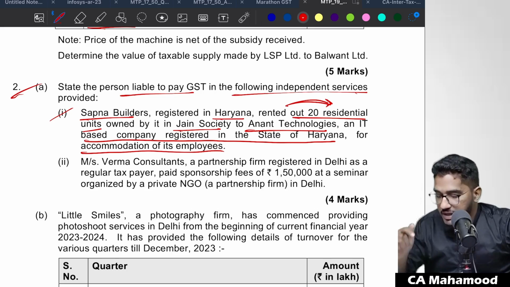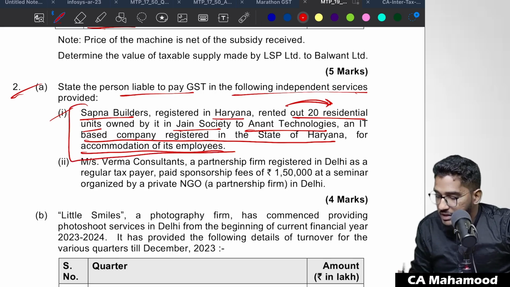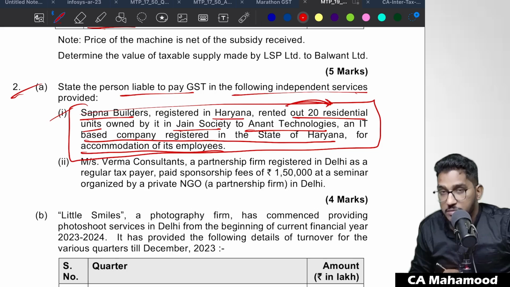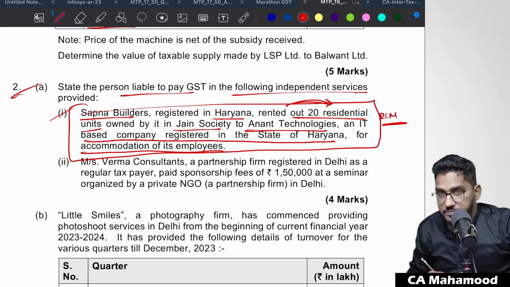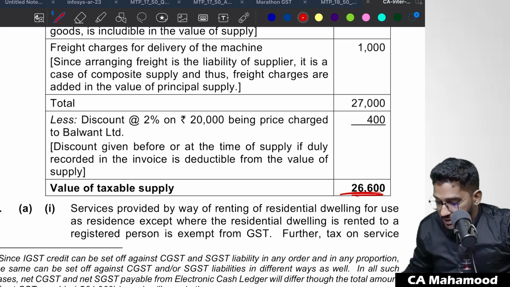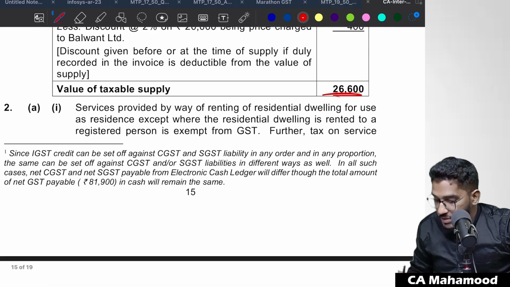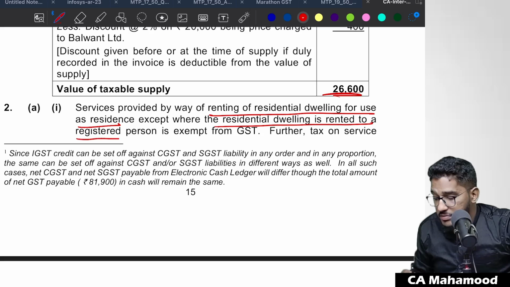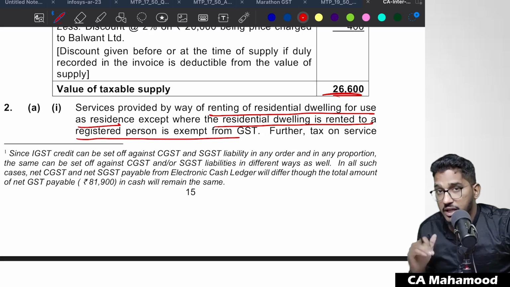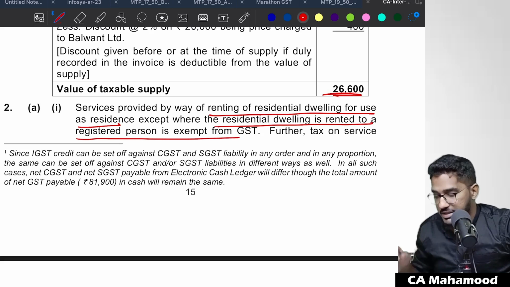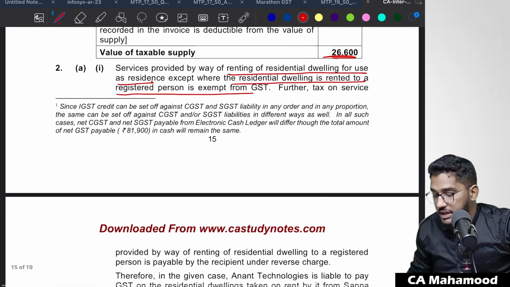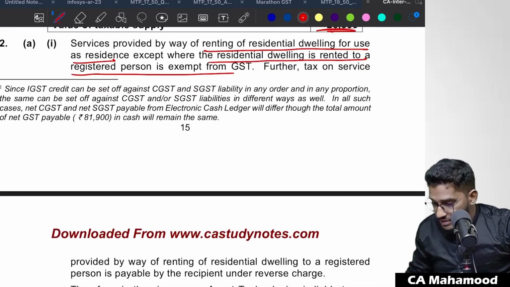GST will come. And specifically in this case, they have told that RCM will become applicable. What will become applicable? Reverse charge mechanism will become applicable here. Understood? The same thing you will also find here. Services provided by way of renting of residential dwelling for use as residence, except where the residential dwelling is rented to a registered person, is exempt from GST. Generally, if you are renting out a residential dwelling and the recipient is not registered, generally it is exempted. But in the given case, it is rented out to a registered person.